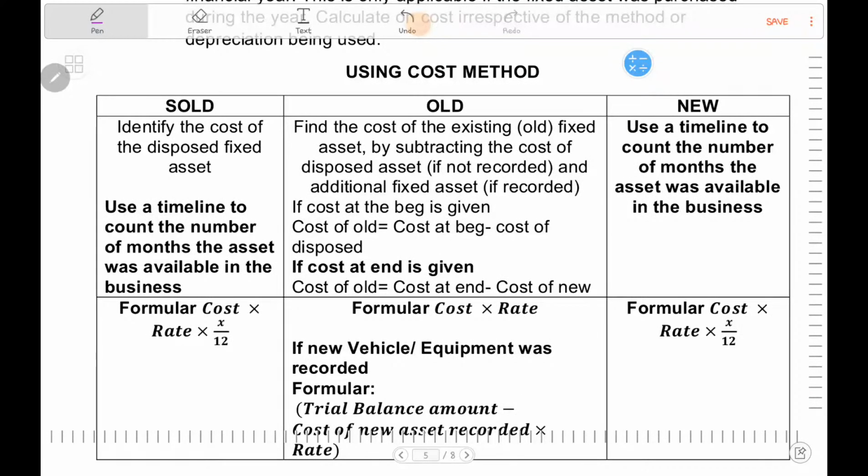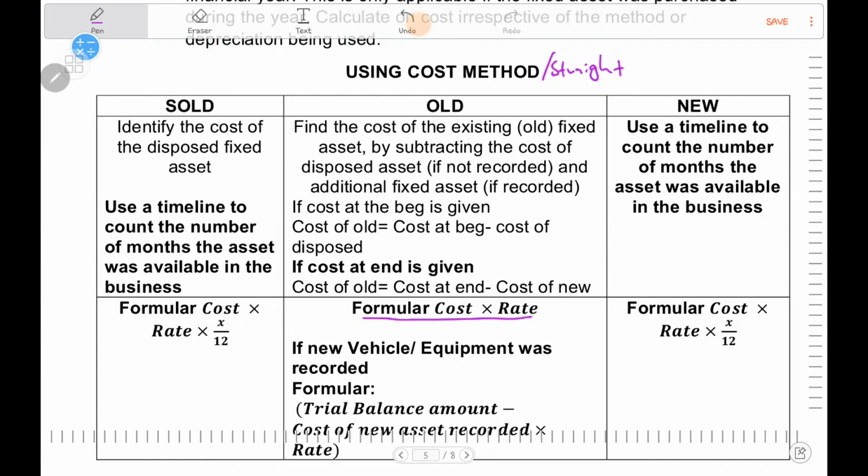Now, if the method of depreciation that is used is the cost method or the straight line method, then the formula that you should use is simply cost, then you multiply by the rate. So the formula for this one is just cost multiplied by rate.